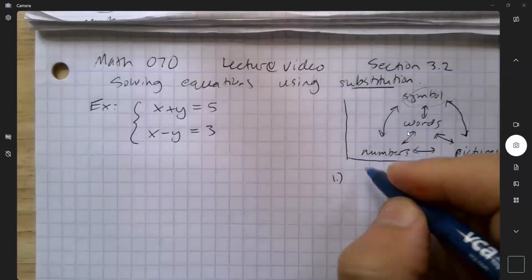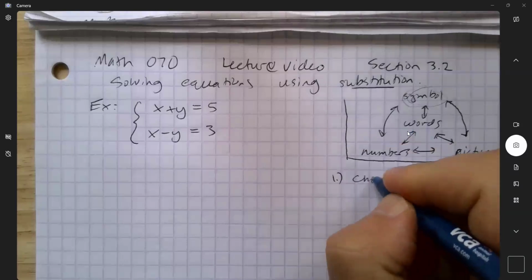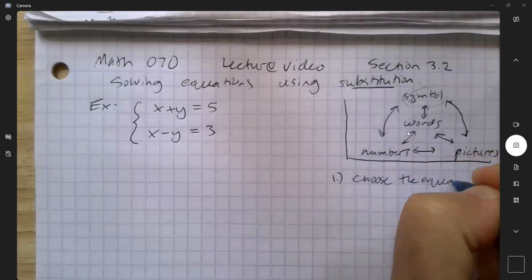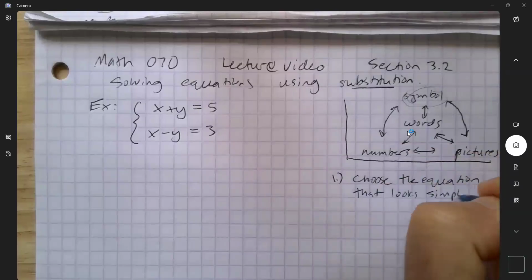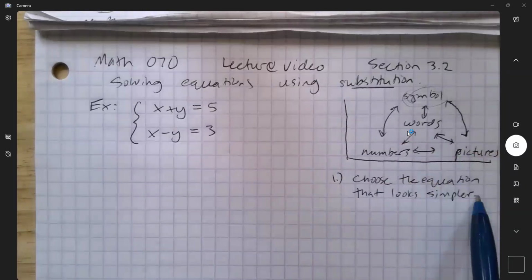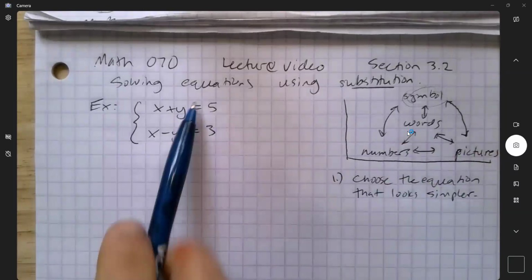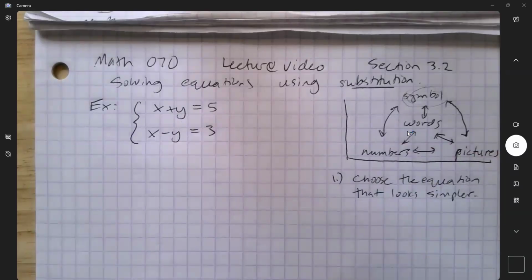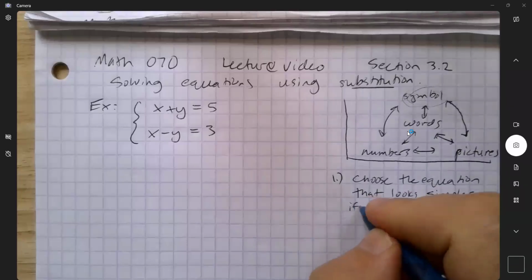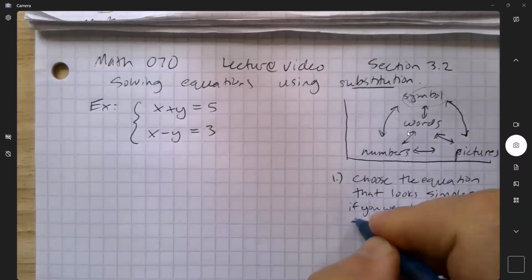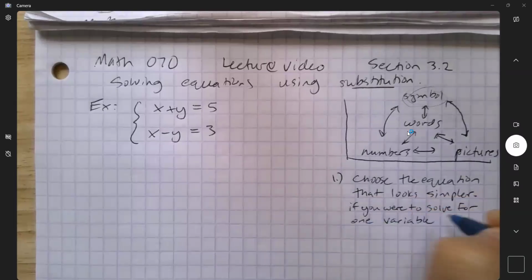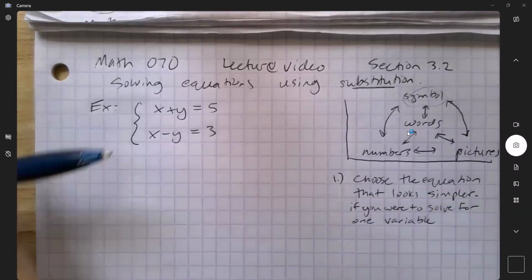The first is to look at your two equations and choose the equation that looks simpler. Any equation where an x or a y is by itself is automatically going to be simpler, but even when you have two equations and two unknowns, you can look at this and say, one of these looks simpler than the other. In particular, that looks simpler if you were to solve for one variable. We've done this before. We've taken an equation with two variables and solved for one of those variables.